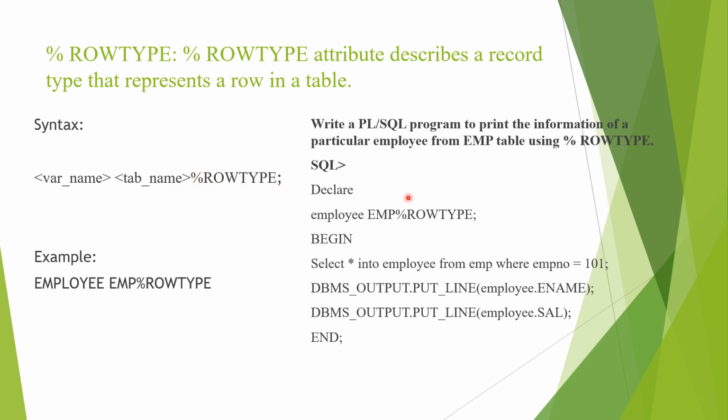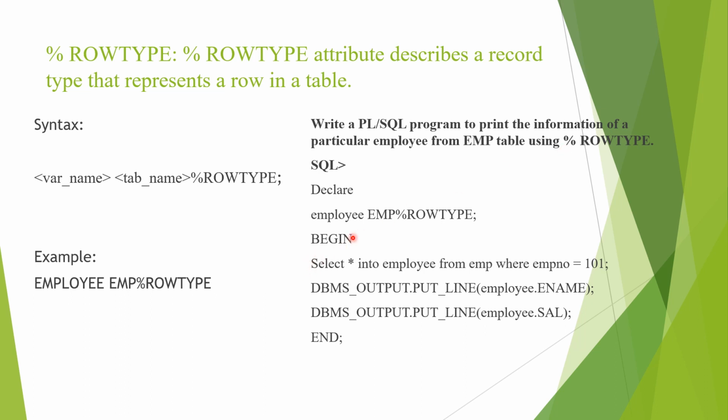Okay. So now if we want to understand the concept with the help of an example: write a PL/SQL program to print the information of a particular employee from the emp table using %ROWTYPE. In the declare section, we are declaring a variable. Suppose that variable name is employee. That will be one variable for the complete row, right? And then we are using the table name, %ROWTYPE. Now, if we are using the concept of %ROWTYPE, how are we going to access the different column names? That will be accessed through the dot operator.